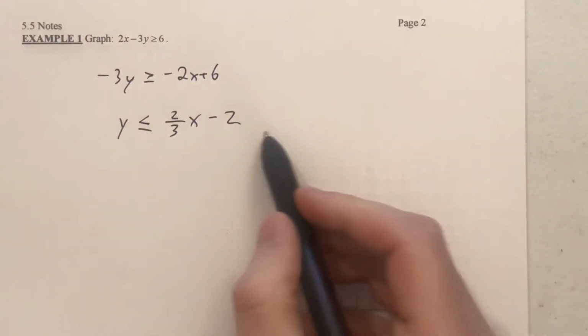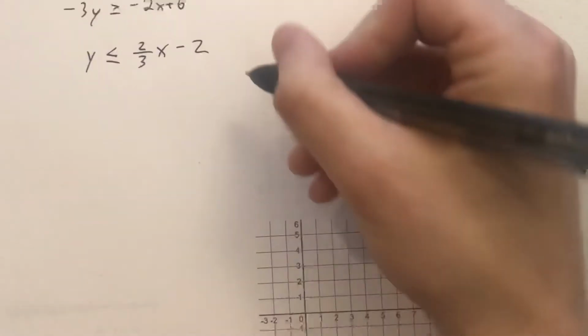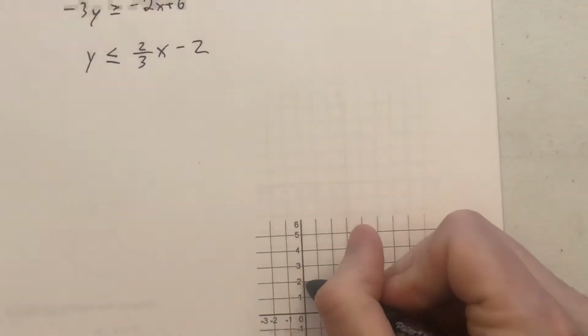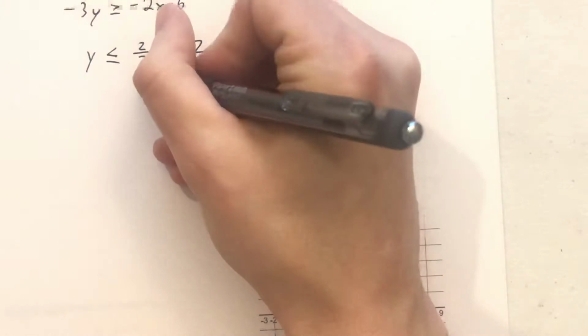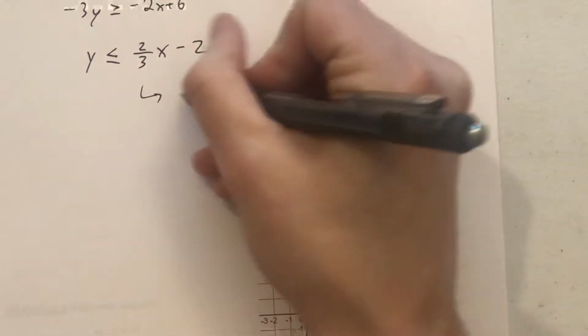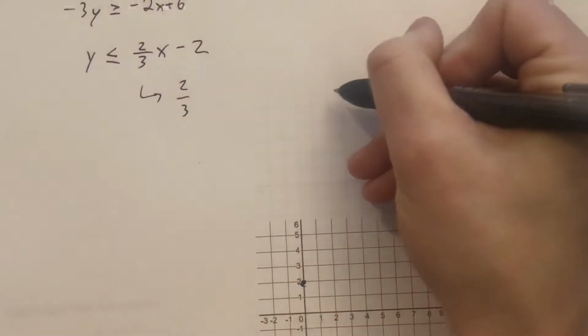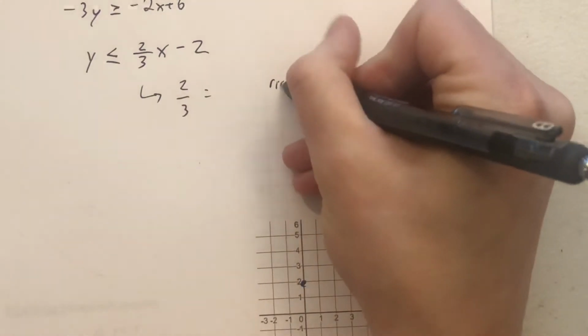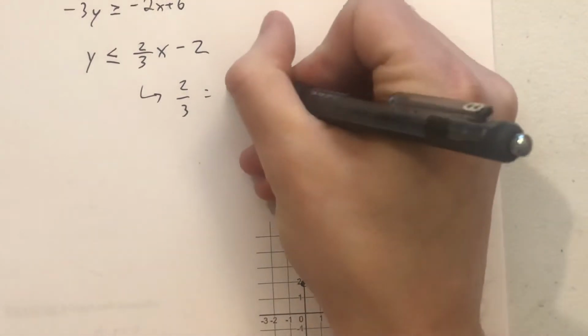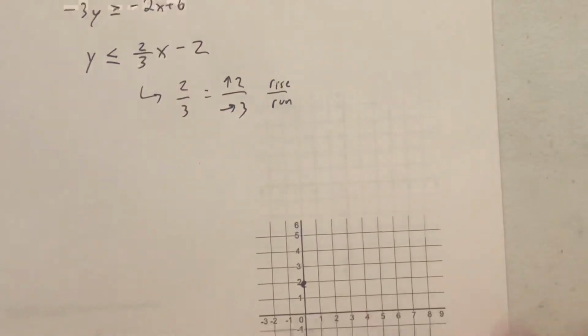Okay? Now, with that, we can graph that. We've got a y-intercept of negative 2, and then our slope is 2/3. So if I'm interpreting that as a rise and run, that's going to be up 2 and right 3.